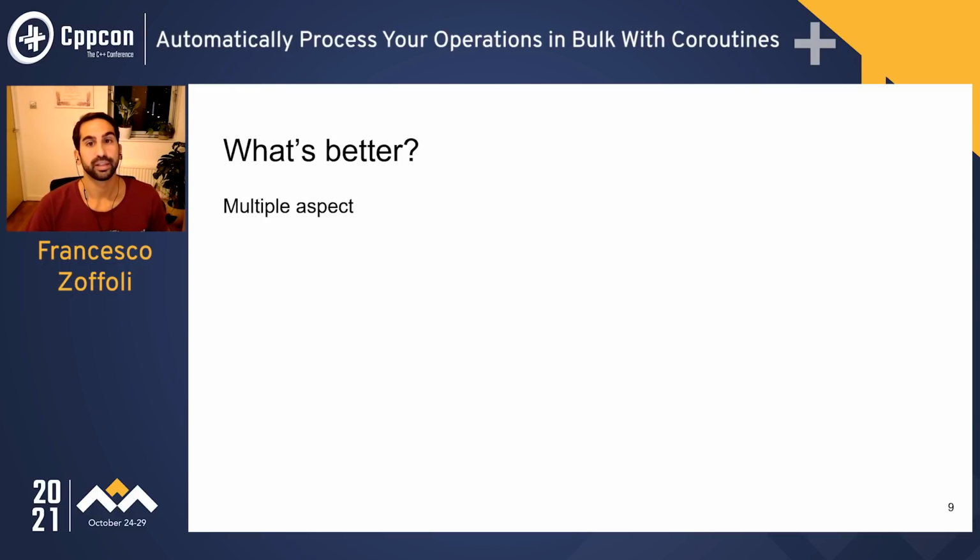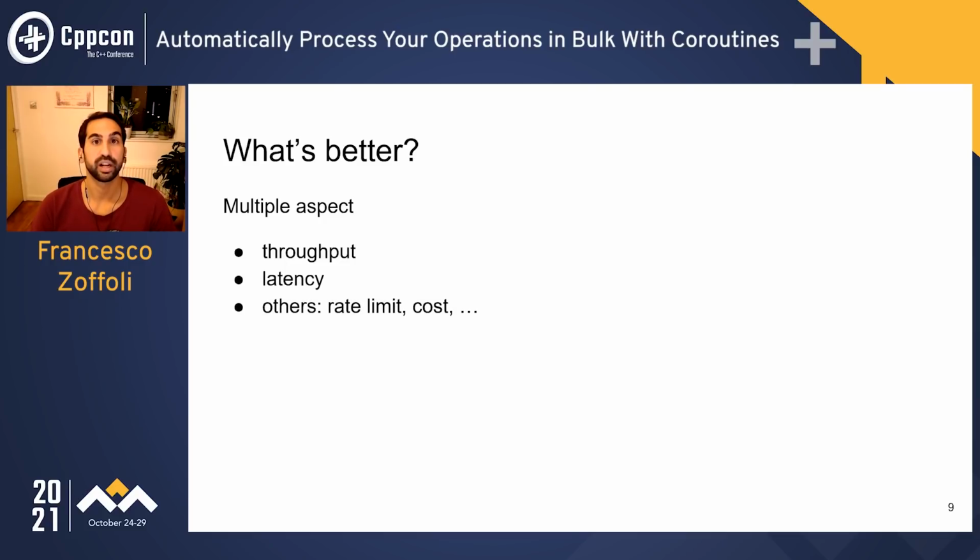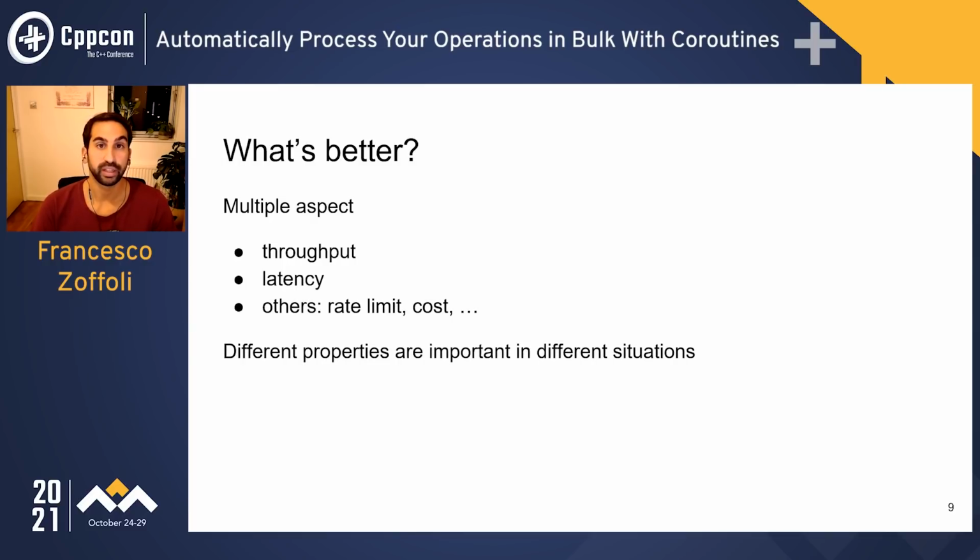But we mentioned better. What is better? It is multiple aspects, actually. It could be throughput, it could be latency, but there are also other considerations. For example, if you're using an external API, you might have rate limits, or maybe you're paying a cost for every call that you're making. Different properties are important in different situations. And what you optimize for depends on your context, but batching can be helpful in many situations.